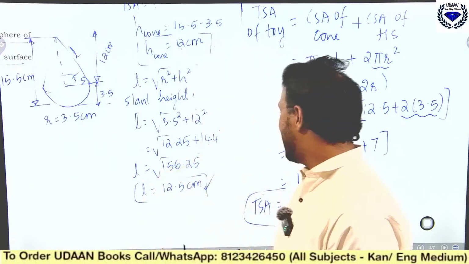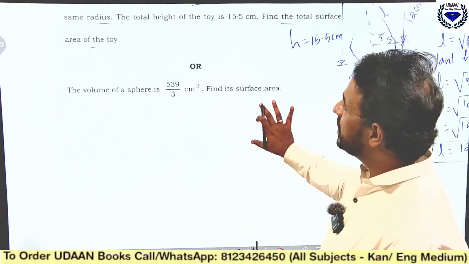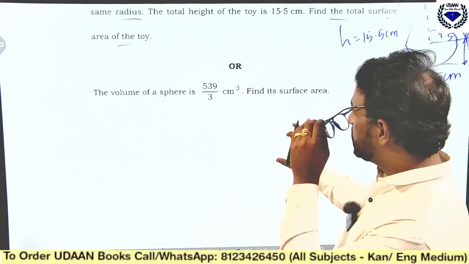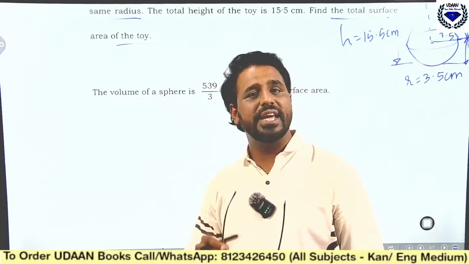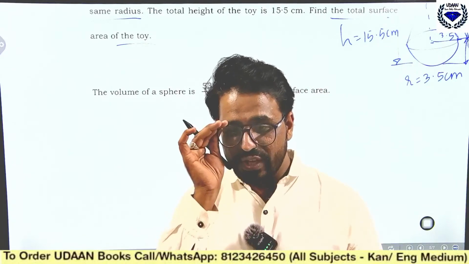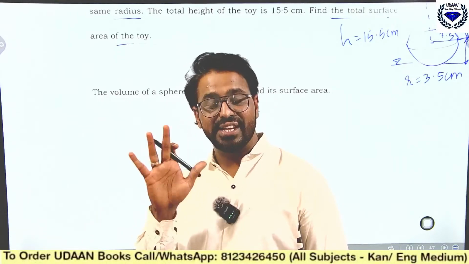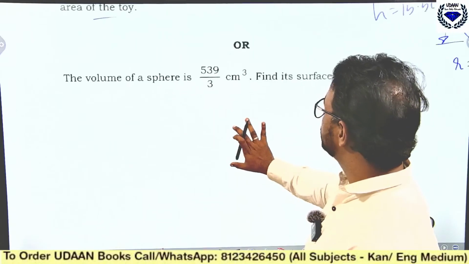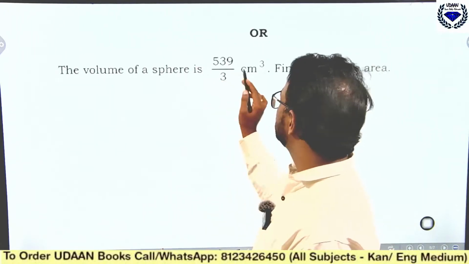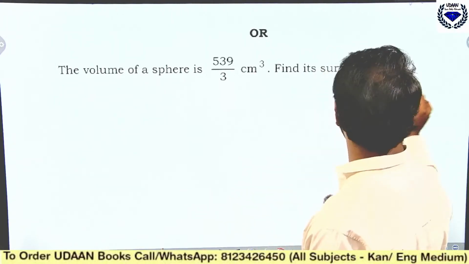Okay, so let us not waste time, move on to the next question. I hope you got the clarity. So the next question is what? The volume of sphere is 539 by 3 centimeter cube. Find its surface area, they are telling. So we need to solve this question now. See, the volume of sphere is 539 by 3 centimeter cube. Find its surface area is the question.